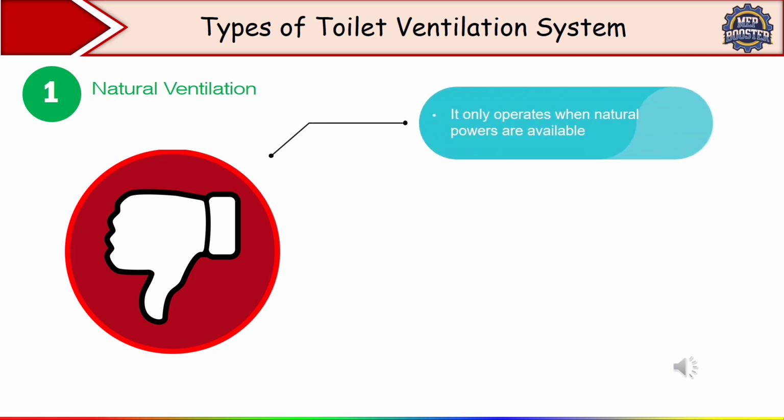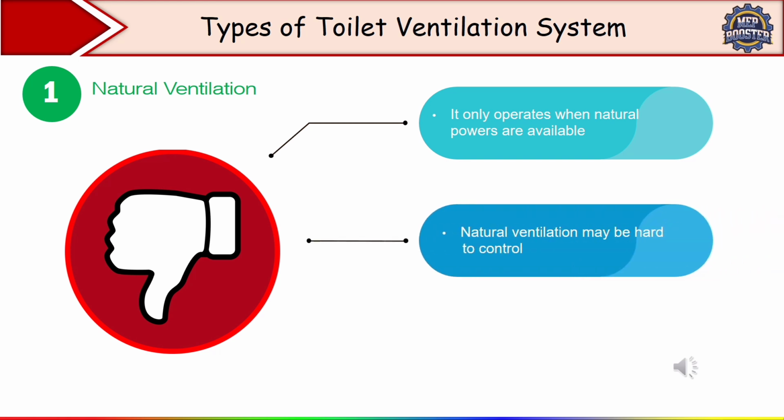First is, this ventilation only operates when natural powers are available, otherwise this ventilation will not operate. Okay, now the second disadvantage of natural ventilation system is what? Natural ventilation may be hard to control.